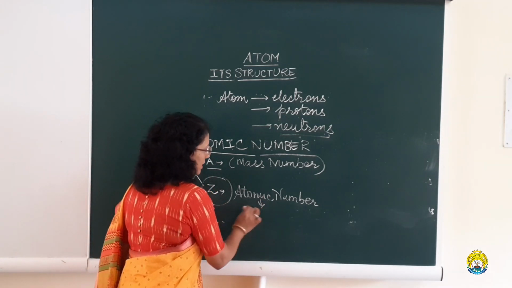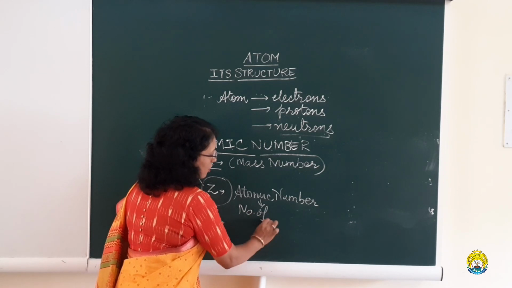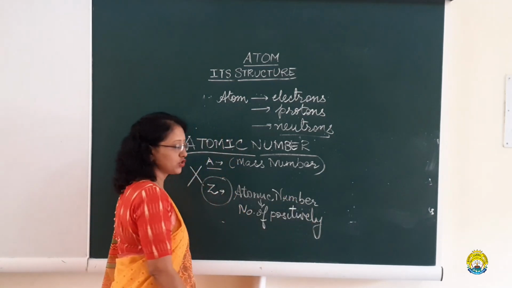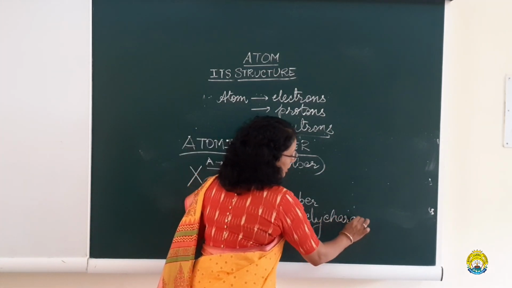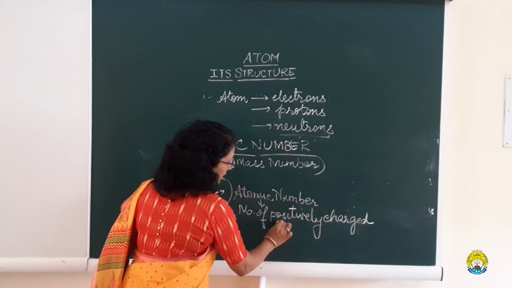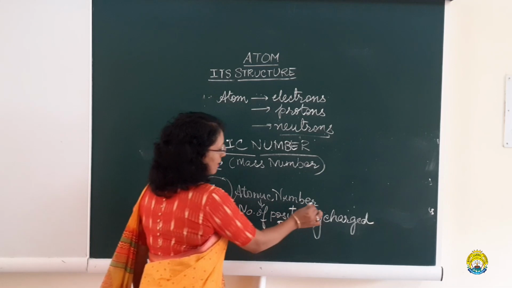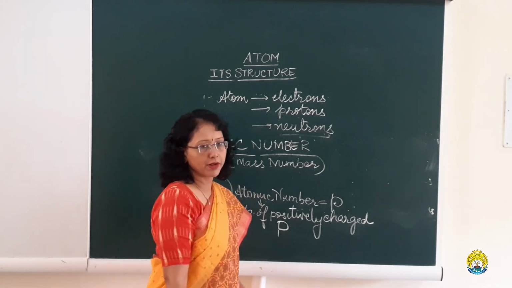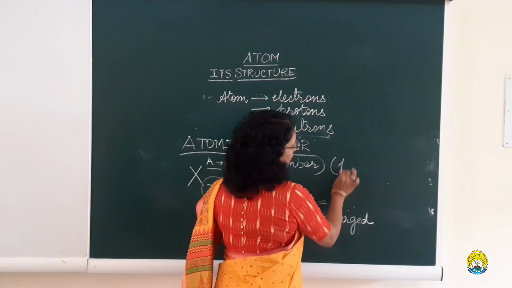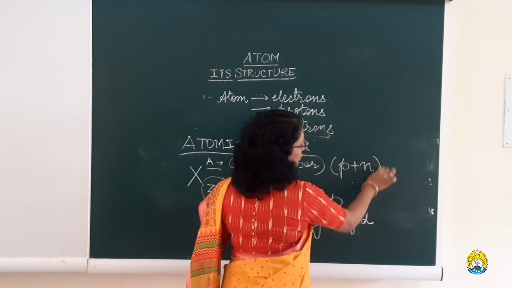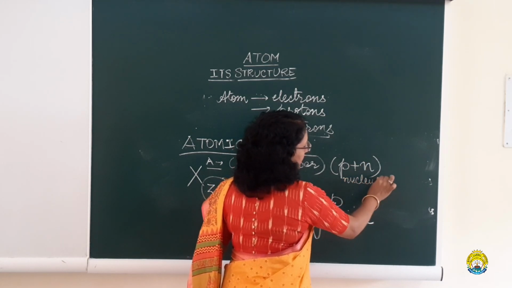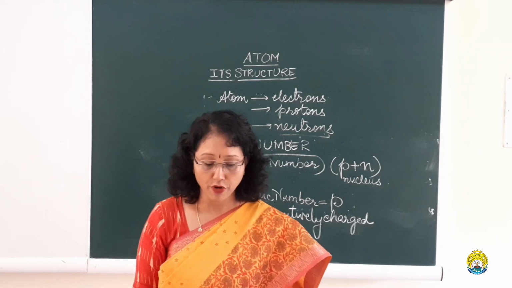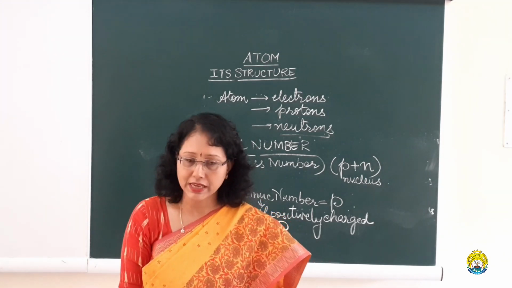So, what is atomic number? Atomic number is the number of positively charged particles present. Which were the positively charged particles? Protons. So, atomic number is the number of protons that are present. Mass number is the total number of protons and neutrons present in the nucleus of an atom. So, atomic number signifies the number of protons, the number of positively charged particles present in an atom.